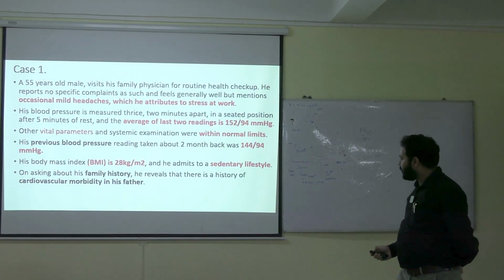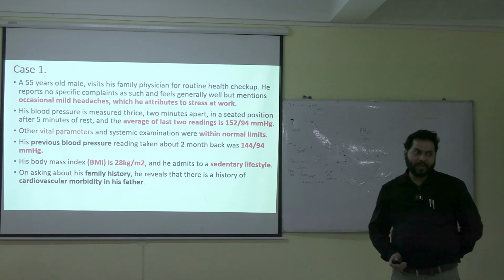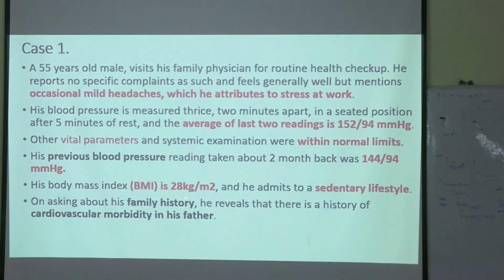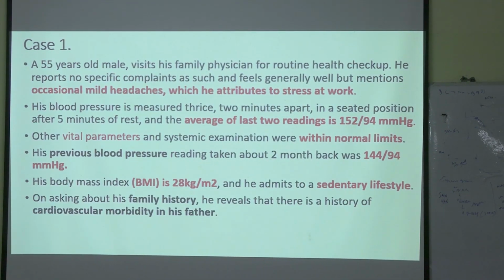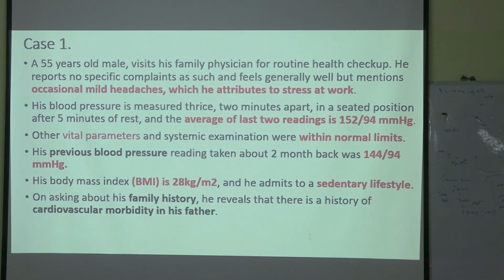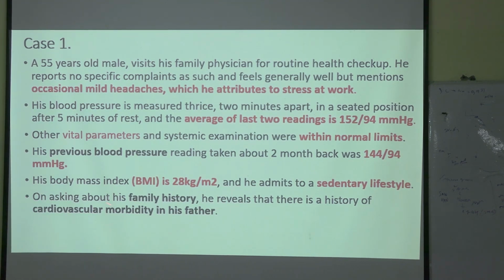And if you see the individual's body mass index status, based on which we categorize the subject's nutritional condition, here it is not in the normal group, right? It is in the overweight category, right? And if you see the lifestyle of this person, the person leads a sedentary lifestyle, right? Now, on asking about his family history, it reveals that there is a family history of cardiovascular morbidity found in his father. So this information is given.